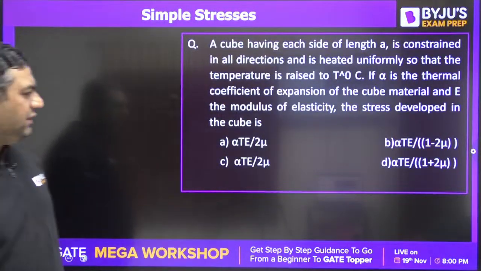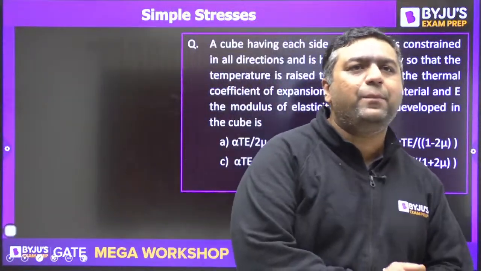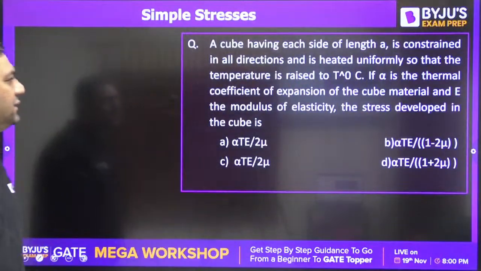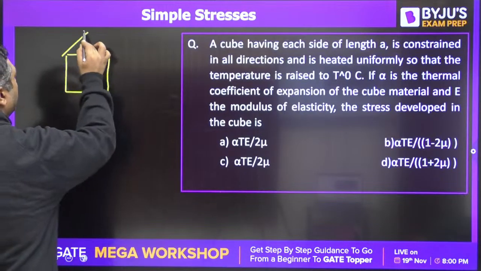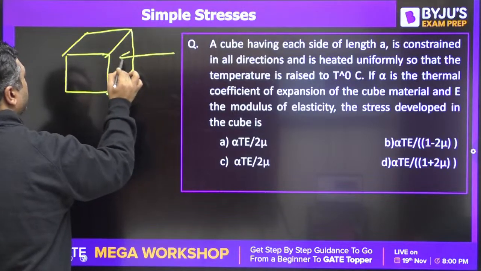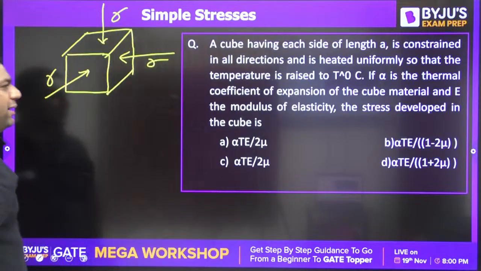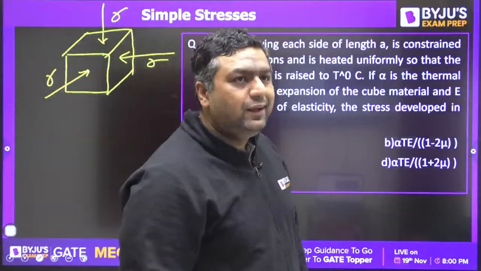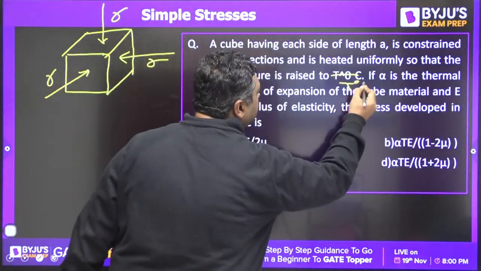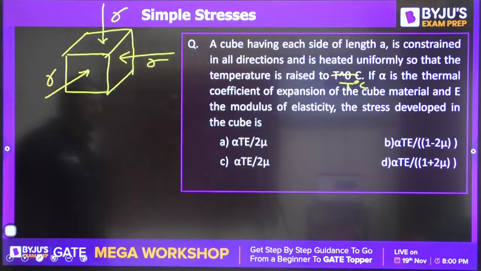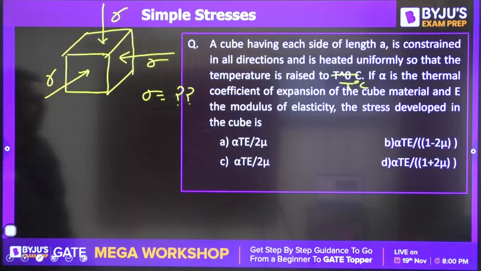Now guys, we have a very wonderful problem from thermal stress once again. Sir, power mistake happened. It's fine. So dear, this is the case where they are saying there is a cube, and each side of the cube is resisted by sigma. They have also mentioned that temperature is raised by T degrees Celsius, and they are asking you the value of sigma when temperature is raised by T degrees Celsius.